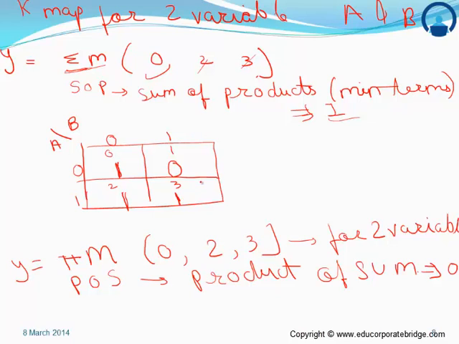To find out the equation, we group ones in such a way that no single one will be alone, if possible. The groups can be done. So this is the first group, group number 1, and this is group number 2.